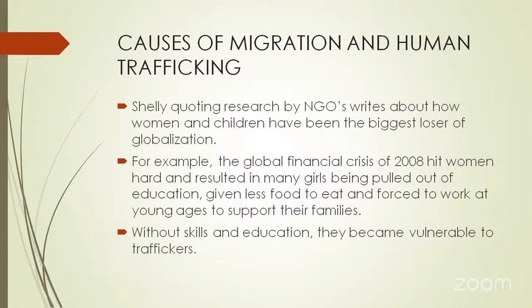Women and children have been the biggest losers of globalization. Global crises: when India hit demonetization, it was the women and children who suffered. In the global financial crisis, women and children were hit hard, resulting in many girls being pulled out of education and given less food to eat. If a state is not able to provide potable water, inevitably it's the girls who go and fetch water. Once the girls are going out and fetching water over long distances, they are vulnerable.